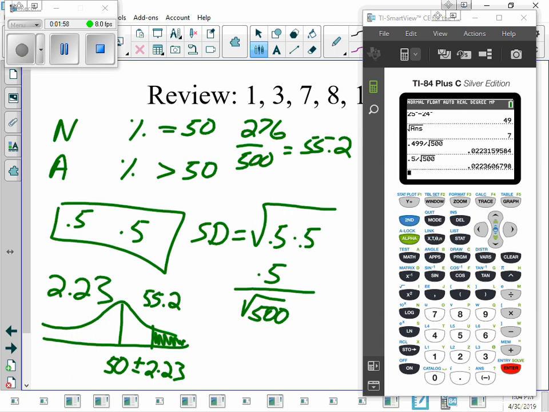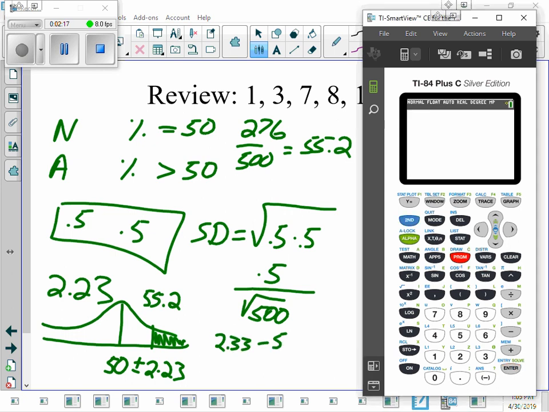So 55.2 minus 50 is 5.2. Divide that by 2.23, and I get a z-score of 2.33. So I shade norm from 2.33 to 5. Now, we already know the answer.